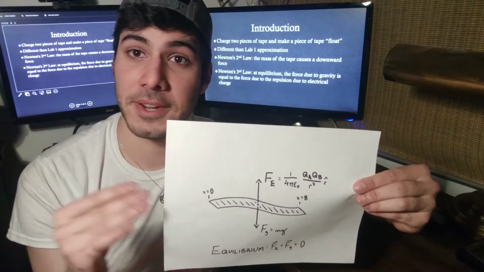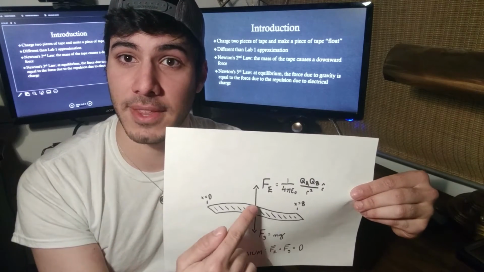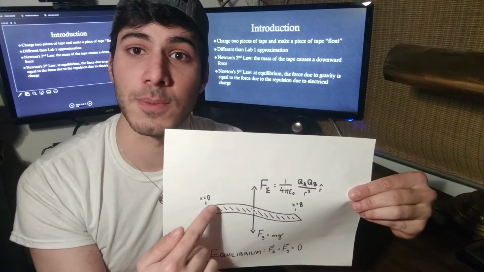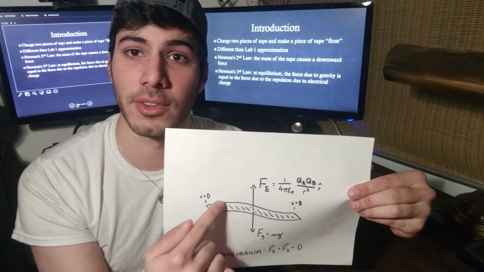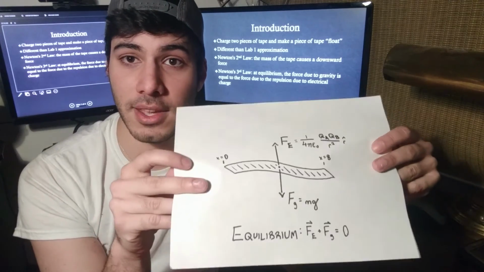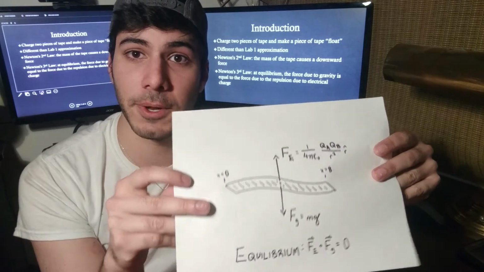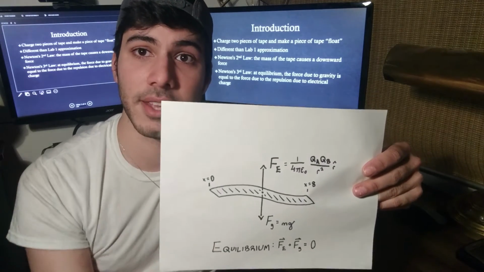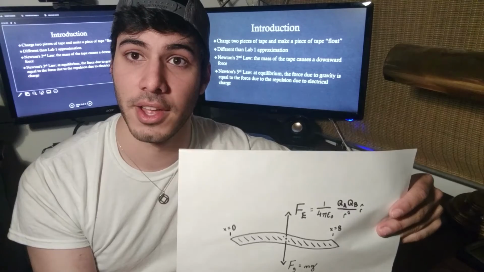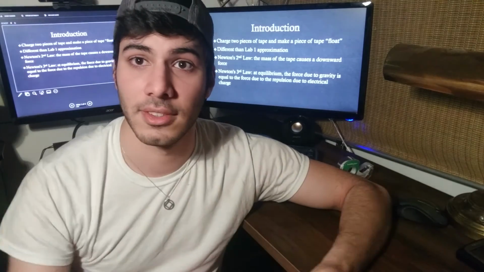Now what we're going to do differently is instead of assuming that this is just a point charge, we're going to assume that it is multiple point charges distributed along the length of the tape. The key thing here is in order for us to achieve equilibrium, this upward force has to be the same as the downward force from Newton's third law. So with that, let's get into the experiment.